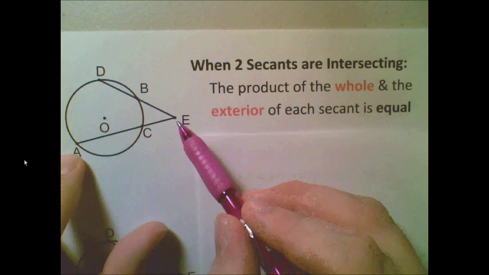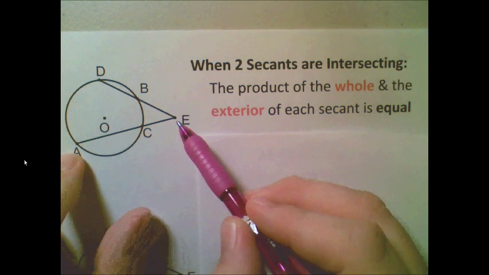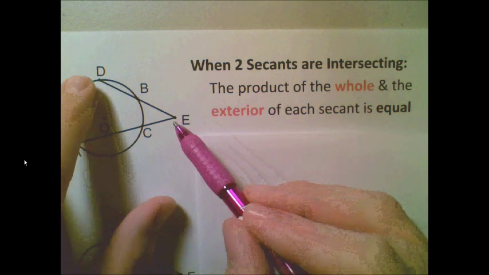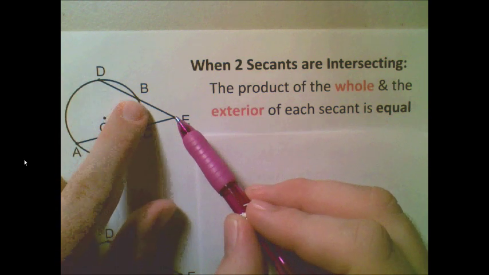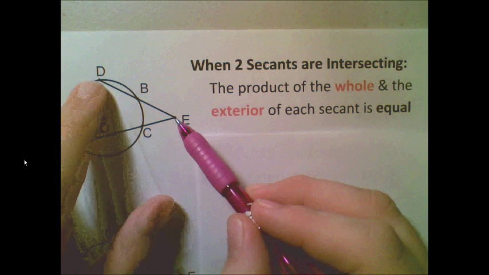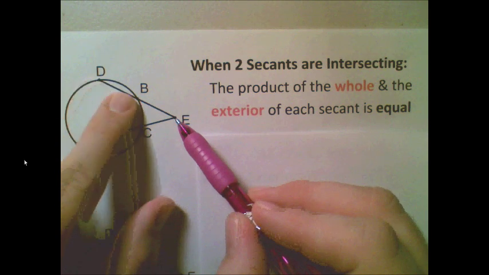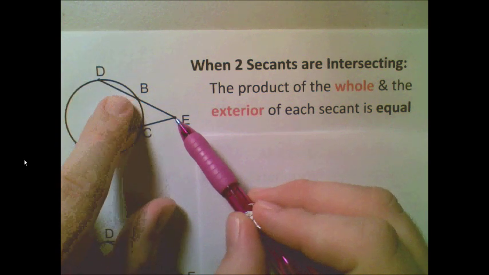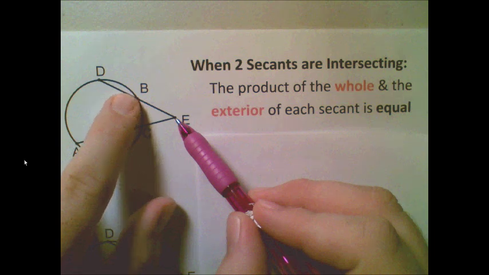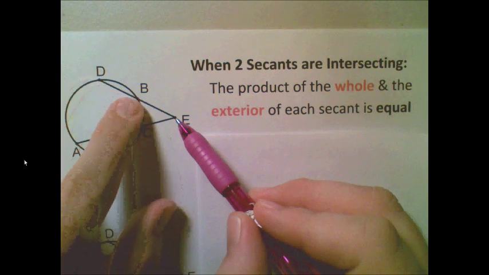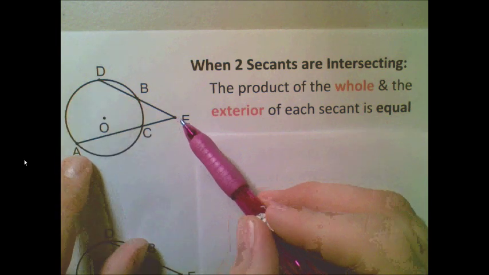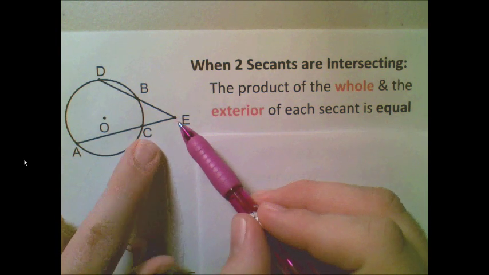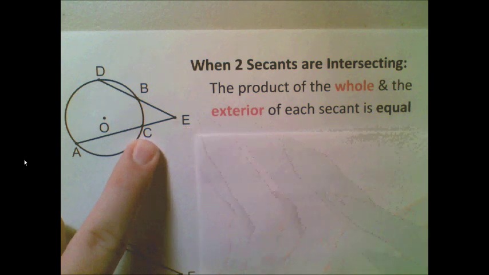DE and AE are my secants in this case. Now, when I'm talking about the whole, I'm talking about from the edge of the circle, goes through the circle again, and goes to the outside. That's our whole. And the exterior is the part that's on the outside. So in this case, DE would be my whole, and BE is my outside. In this case, AE is my whole, and CE is the outside, or the exterior.